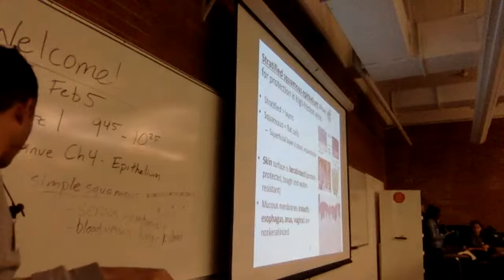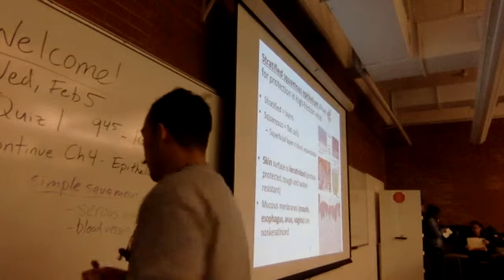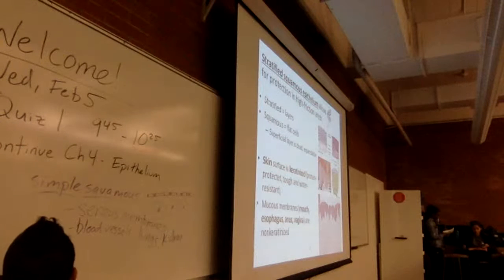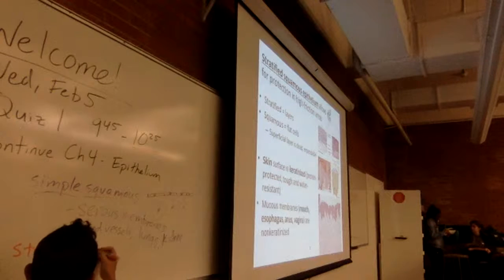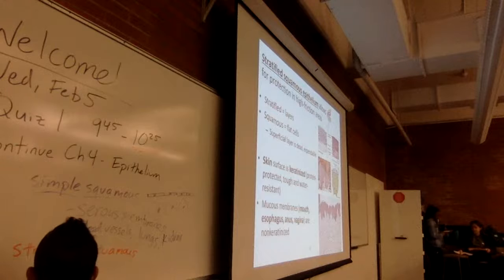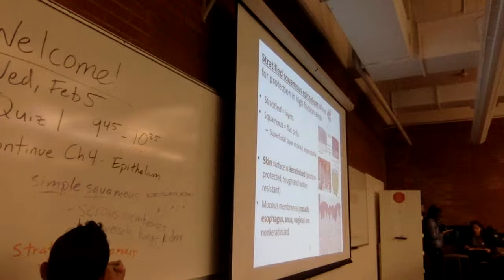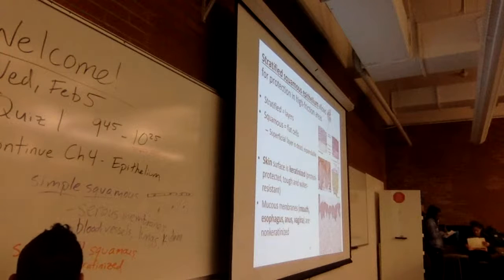Stratified squamous. Stratified squamous, it's many layers. Stratum means layer. And we talked about how this comes in two varieties, keratinized and non-keratinized. Let's talk about non-keratinized first. Or I guess we'll talk about both.